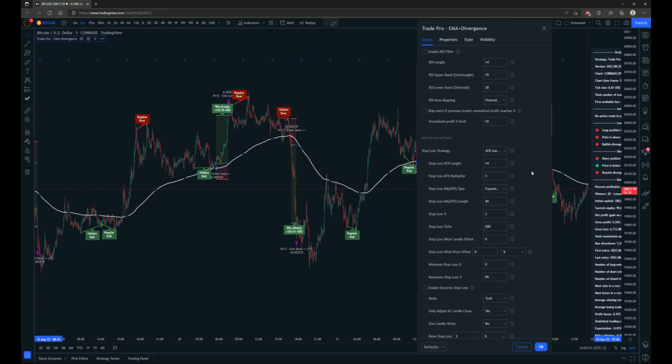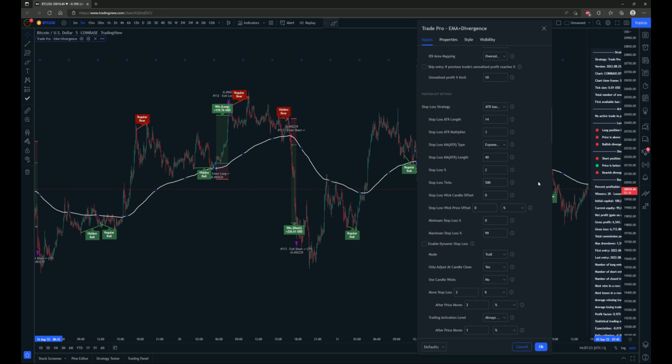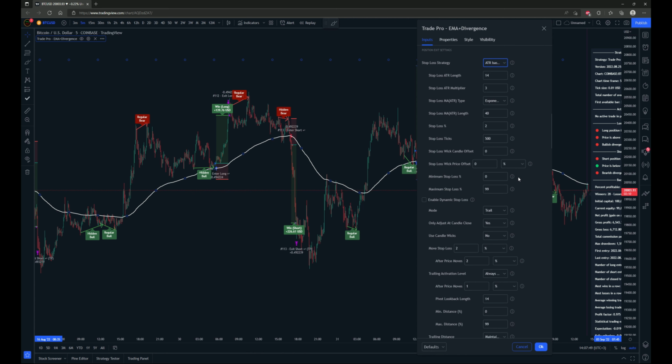Now, the very important section here is choosing the stop loss strategy. So the stop loss can be placed based on the ATR, can be based on a moving average of the ATR, percent based, tick based, wick based, or disabled. So you can choose all those specific parameters within here once you've chosen the type of stop loss. Right now at default, it chooses a 3 times the ATR stop loss. So that's how it's going to be placing the stop loss, how it's set currently.